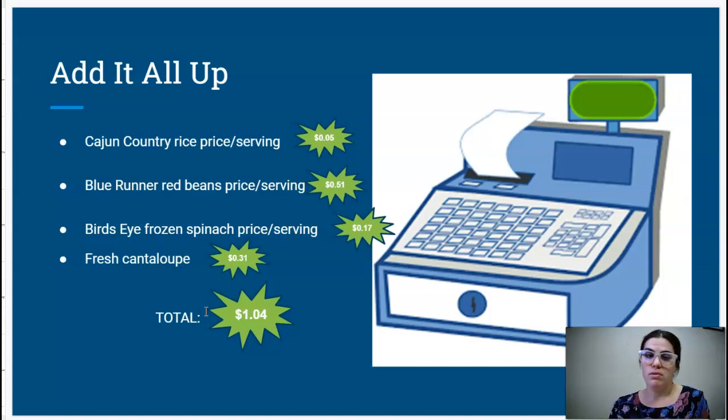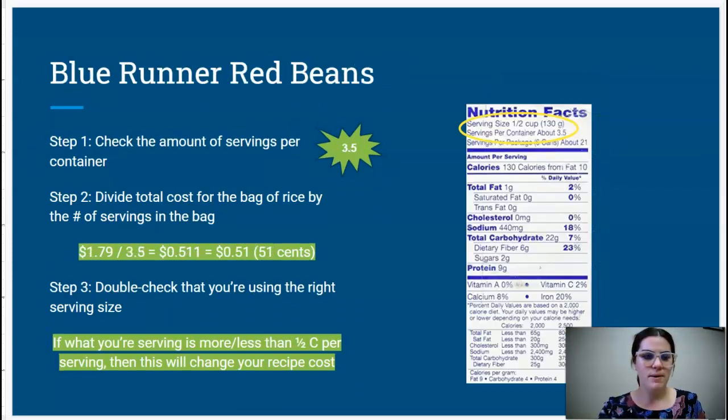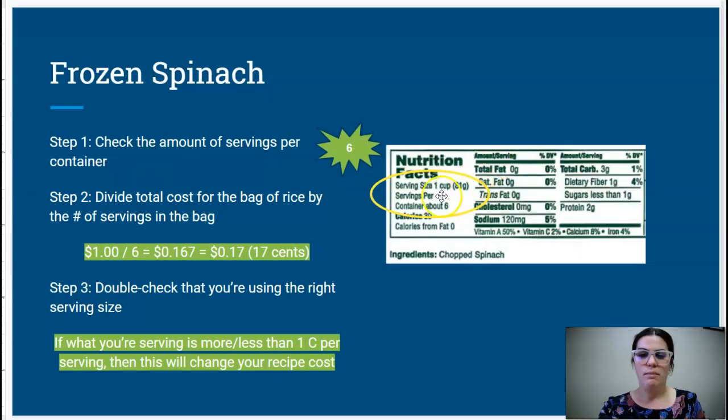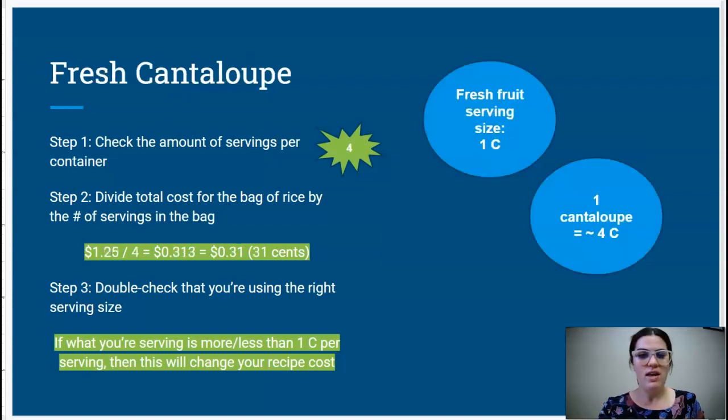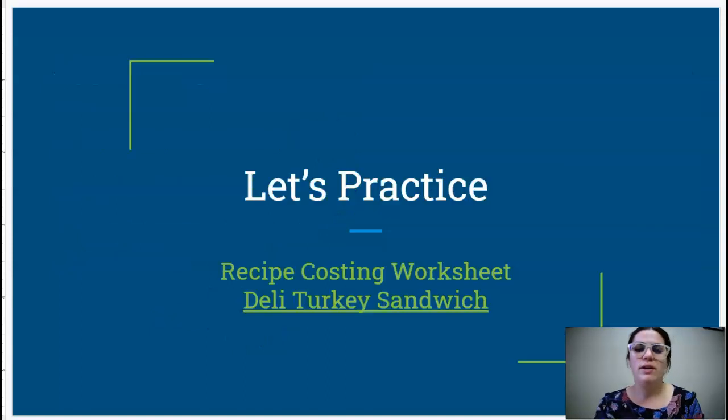on those food labels. Okay, so if we go back, it's $1.04 for 1/4 of a cup of uncooked rice, plus 1/2 cup of those beans, plus 1 cup of the chopped frozen kale, and 1 cup of cantaloupe. So that's a pretty large amount of food for $1.04. So I would say this is pretty socioeconomically positive.